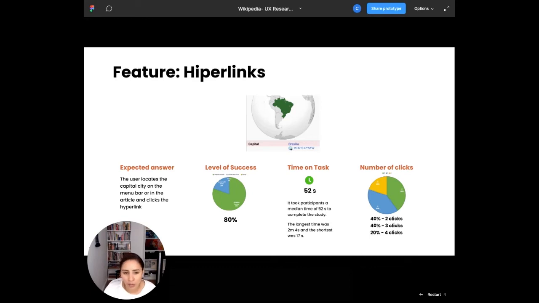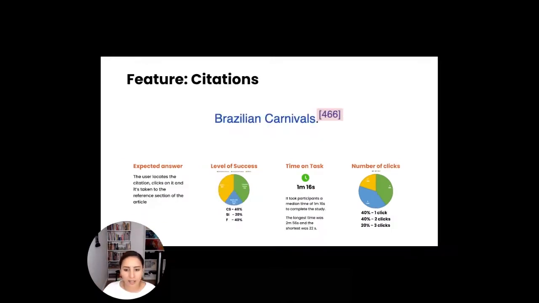They had no doubt that the blue means that you're able to click and go to another page and find more information. The time on task was 52 seconds, and it took between 2 to 4 clicks to arrive at the right answers. The other feature that I wanted to test was citations.